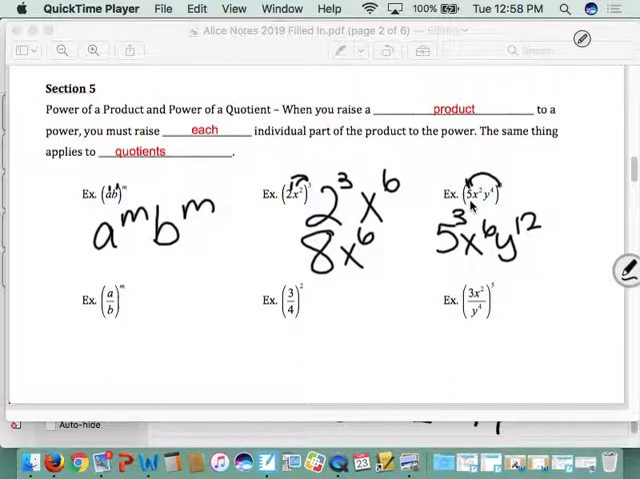So the correct answer is 5 to the third, x to the 6th, y to the 12th, where it's power to power multiply. And again, 5 to the third is on your exponent sheet, so you can multiply that out. So the simplified final answer here is 125 x to the 6th, y to the 12th.